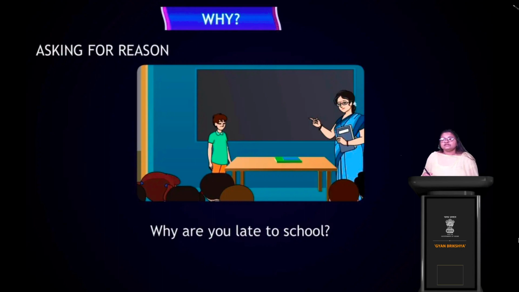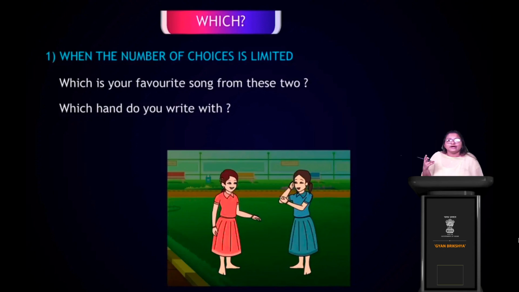When the number of choices is limited. যখন তোমার কাছে কিছু choice দেওয়া হচ্ছে তখন আমরা which use করি. Which is your favorite song from these two? Okay, which color do you prefer, pink or blue? So, which hand do you write with? Okay, you have only two hands. So out of the two hands, which hand do you write with? Right, so which is used to suggest choices. কিছু choice suggest করার জন্য আমরা which use করি.